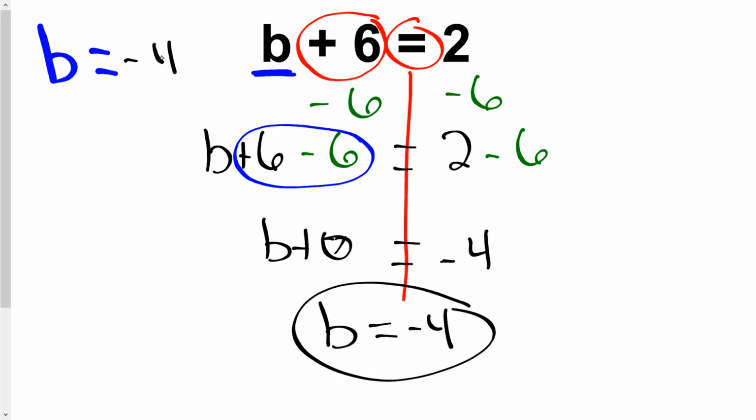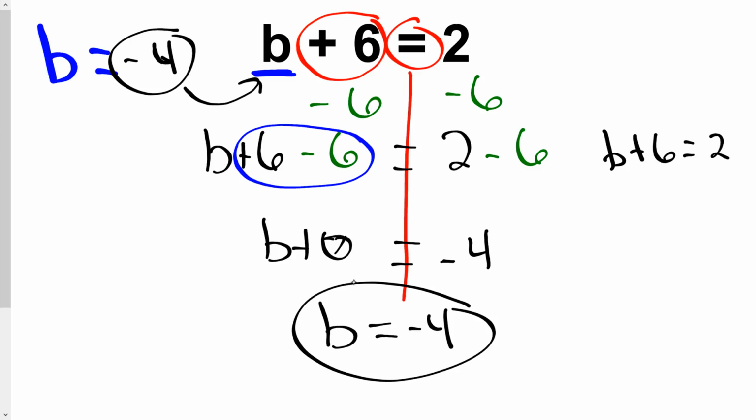And if you actually plug this in to check that out, substitute negative 4 in for b, watch what happens. B plus 6 equals 2, but if b equals a negative 4, negative 4 plus 6, is that equal to 2? Yes, it is. So my solution is correct.